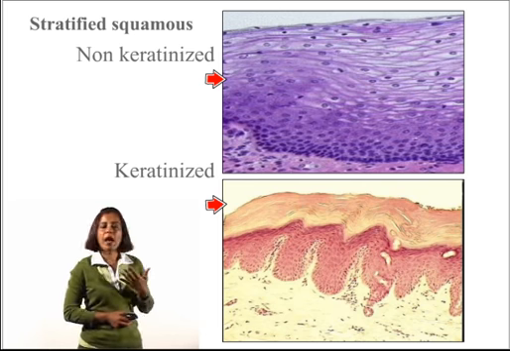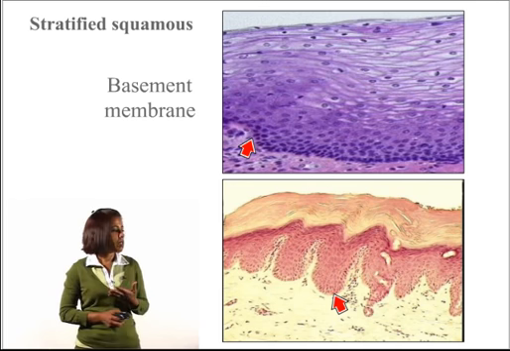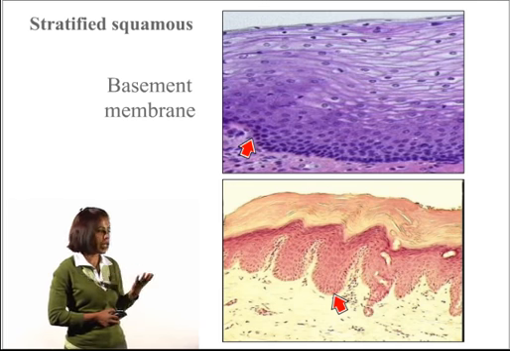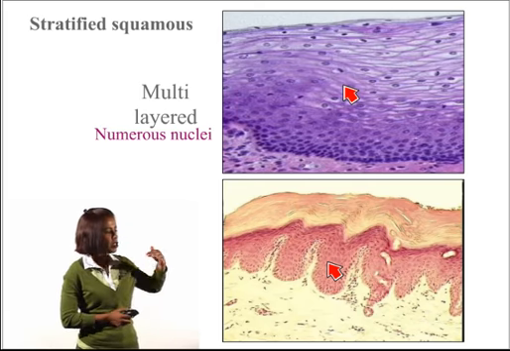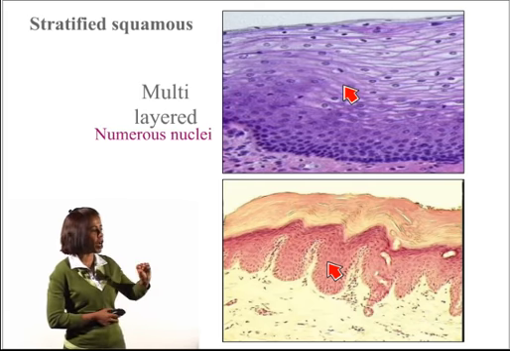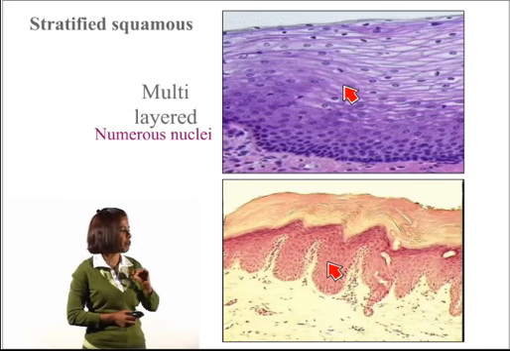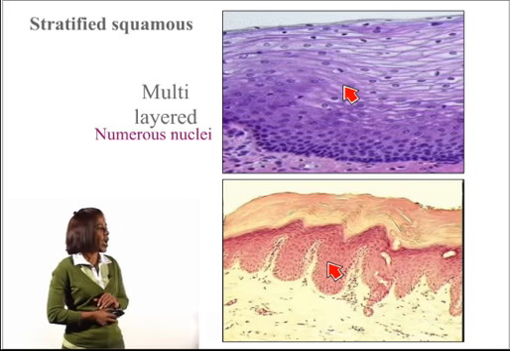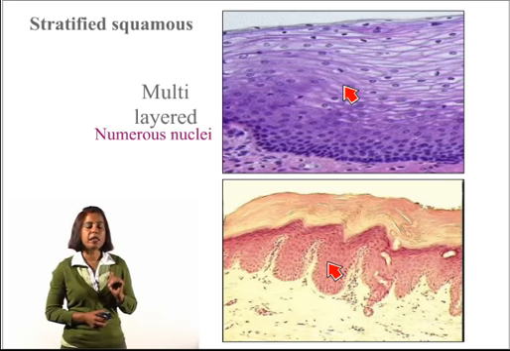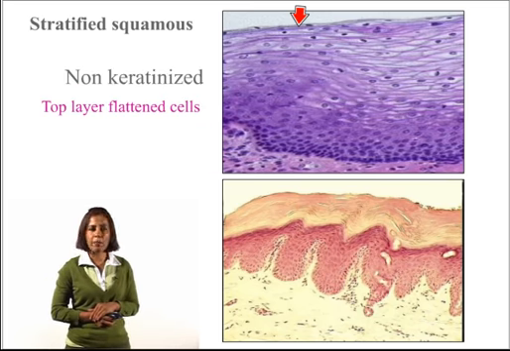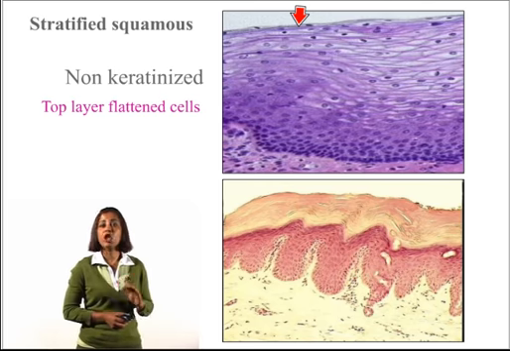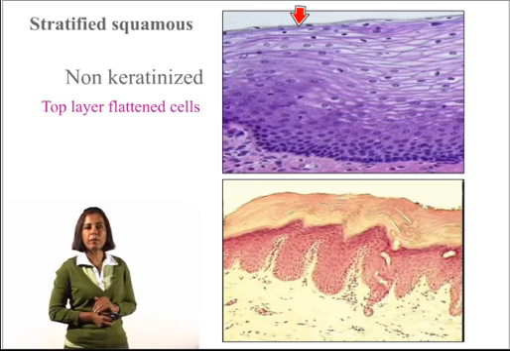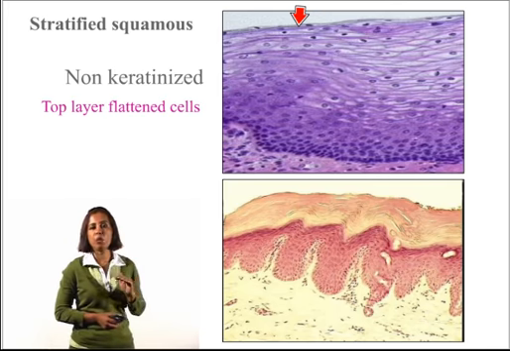Now, both of them have a basement membrane. They have multiple layers of nuclei, and you can see there are numerous nuclei, and as you're going up, especially in the top image, look how the cells are getting flatter and flatter. And if you look at the non-keratinized type of stratified squamous epithelium, you can see that the top layer has flattened cells. You can still see the nuclei. So that's a very, very distinguishing feature.